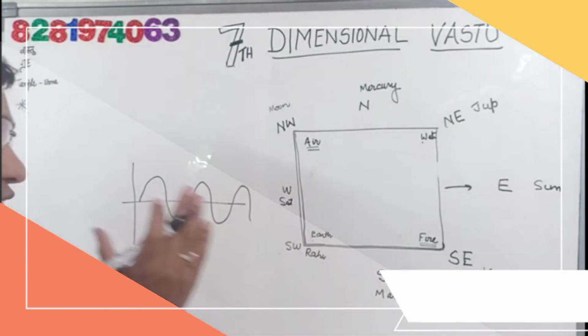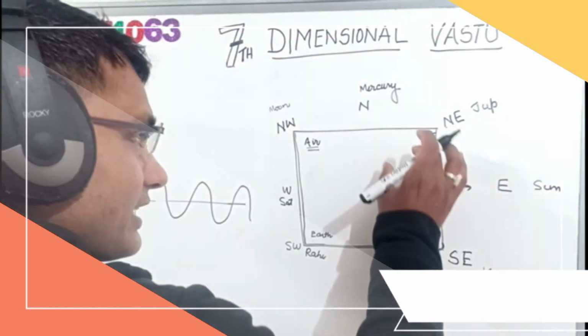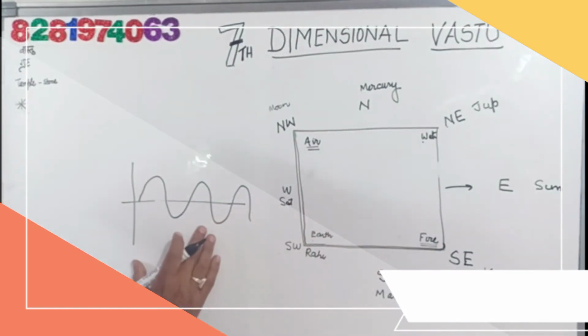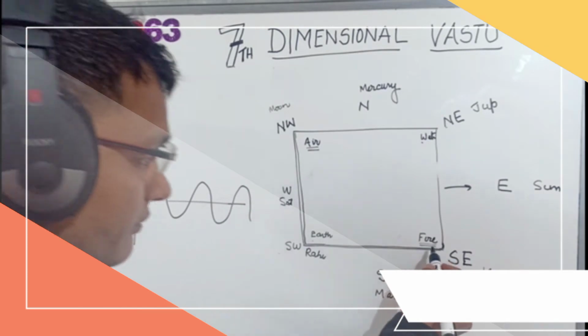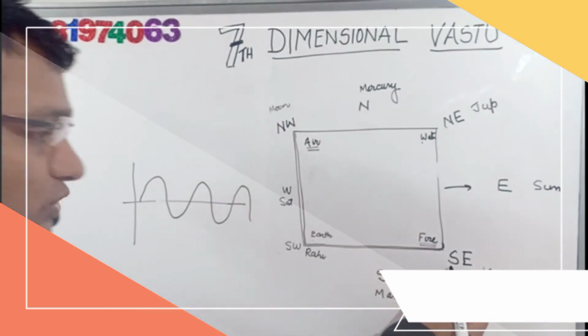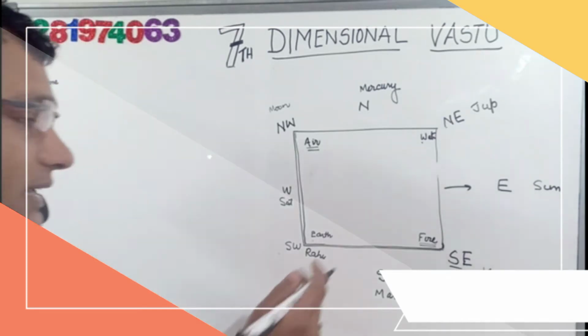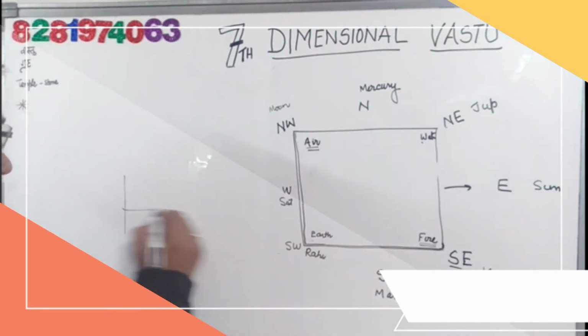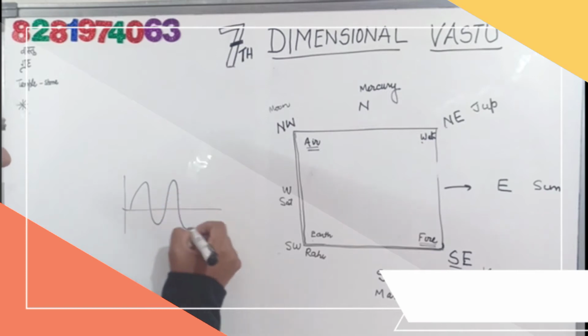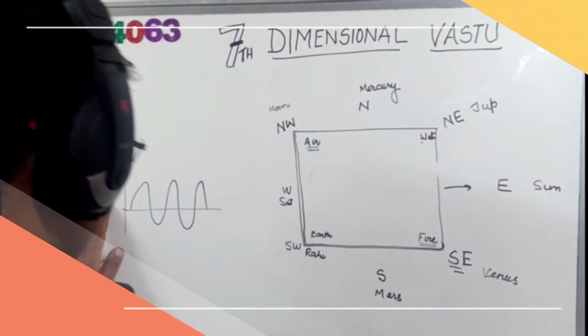Before that, if you measure some energy in every corner, you will find the wavelength in the southeast direction is very high. What is this wavelength? It is actually a frequency of any vibration or any thought process or anything.